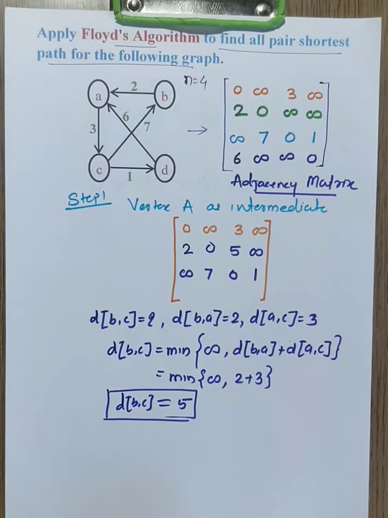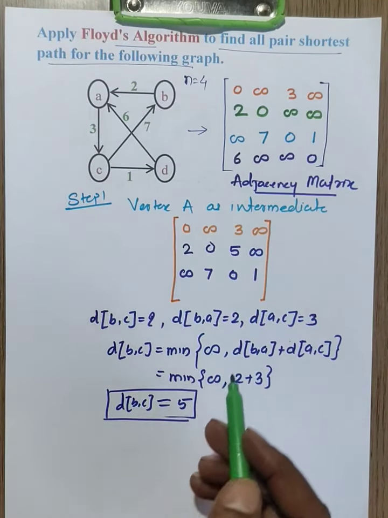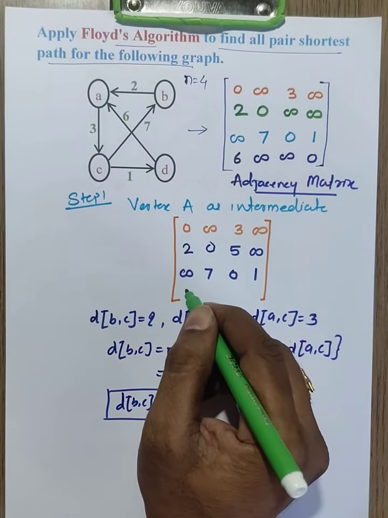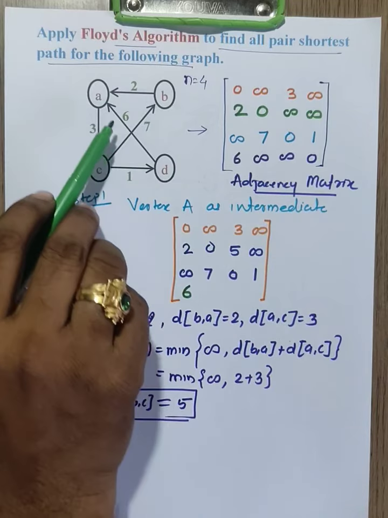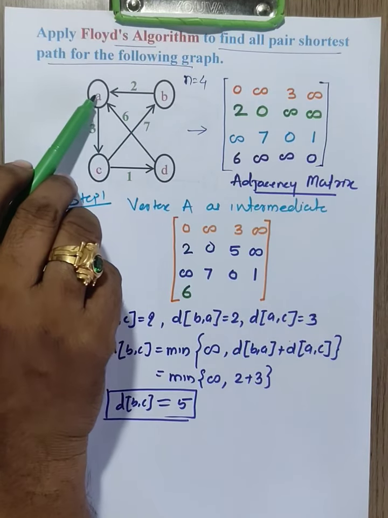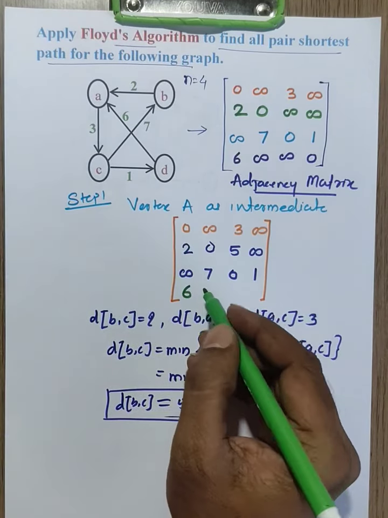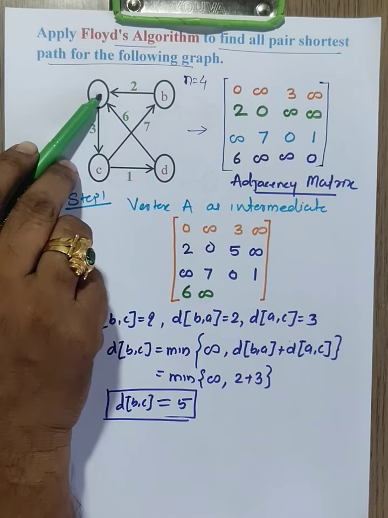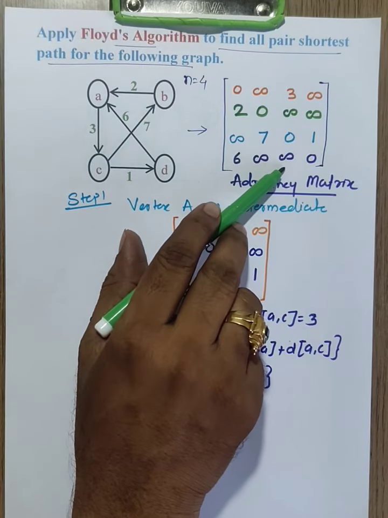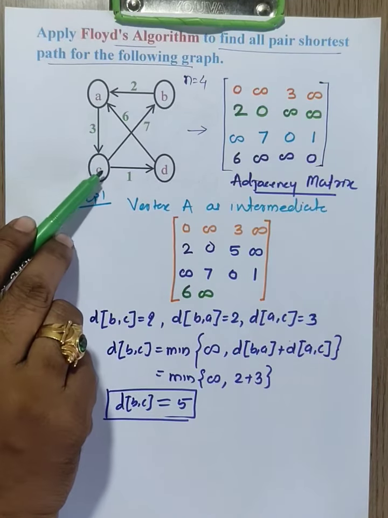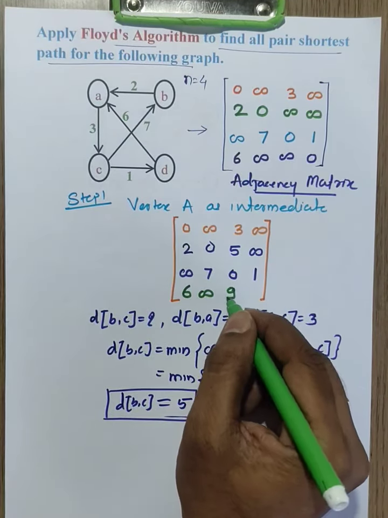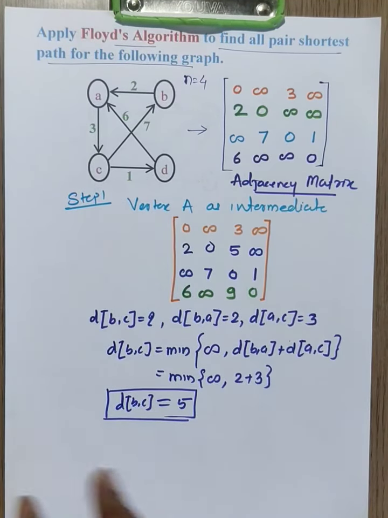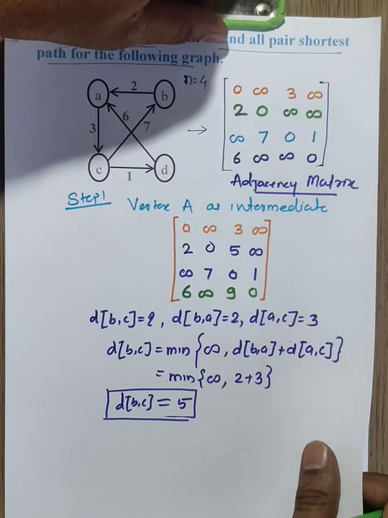Next, D to A, the edge is there. If D to A edge is there, then the D row will get different values. D to A is 6. D to B, D to A to B, is the edge there? No. Then this is infinity. Next, D to A to C, the edge is there. Previous is infinity. D to A is 6, 6 plus 3 is 9. Directly you can write this as 9. Next, D to D is 0. Right? This is step 1.